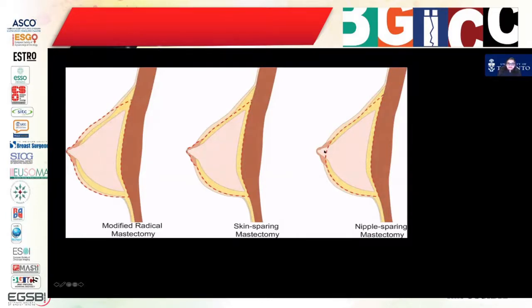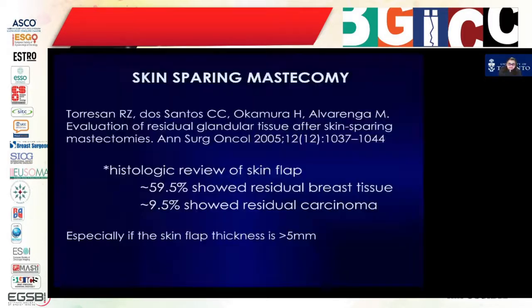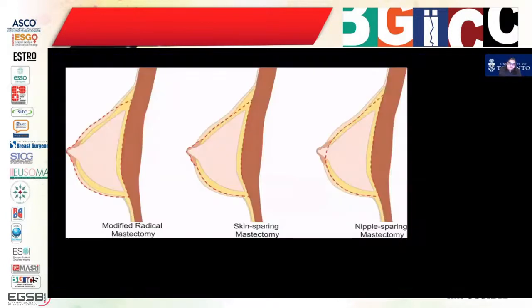And in a high risk woman, one TDLU is enough to cause recurrence. So basically, these surgical techniques are very important. And like I said, if the skin thickness is more than 5 millimeters, there's definitely going to be some residual tissue which can grow if the patient gets pregnant, and so on and so forth.